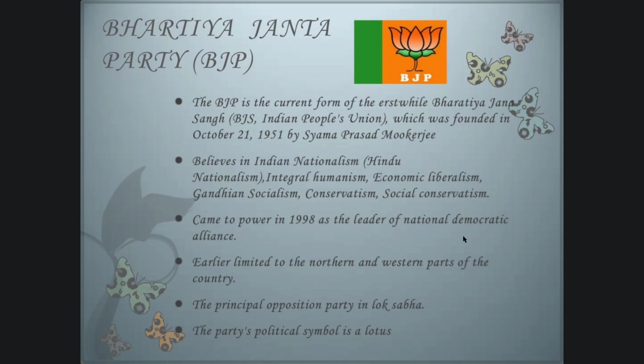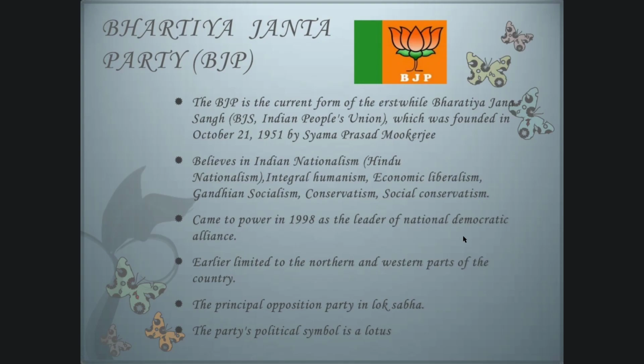And state parties are commonly referred to as regional parties. A party that secures at least 6% of the total votes in an election to the legislative assembly of a state and wins at least 2 seats is recognized as a regional party. Examples: Samajwadi Party, Samta Party, Rashtriya Janata Dal, DMK, AIADMK. So this is the difference between national parties and state parties.